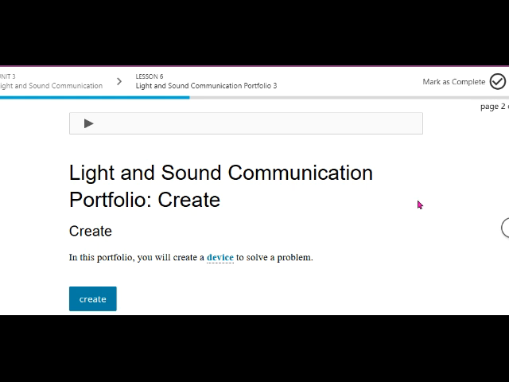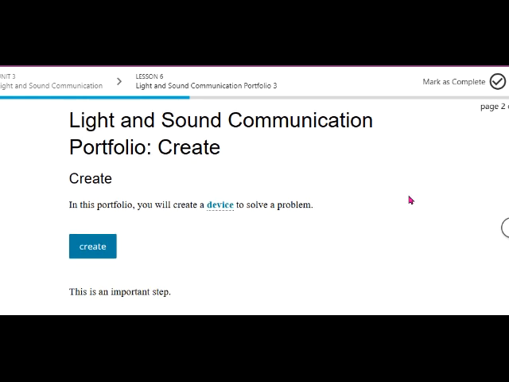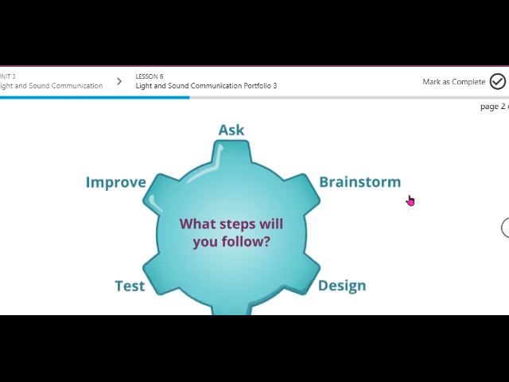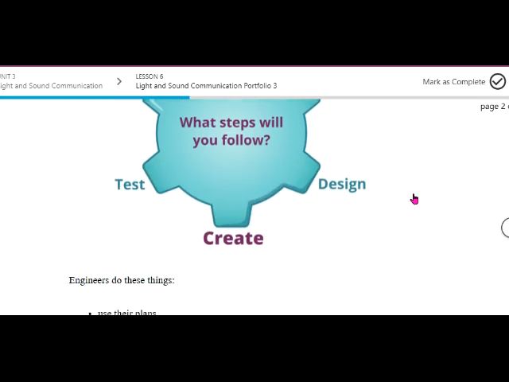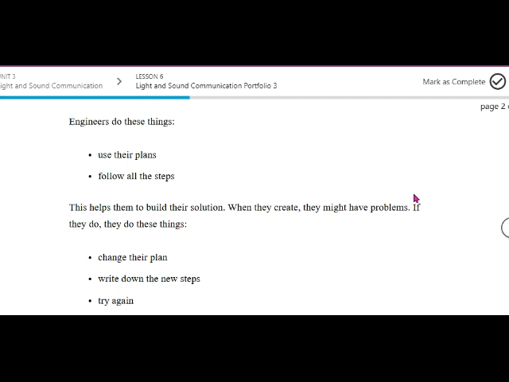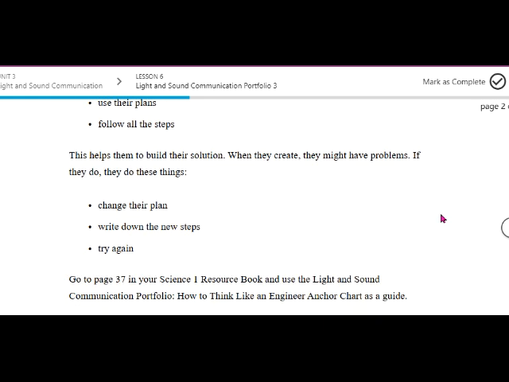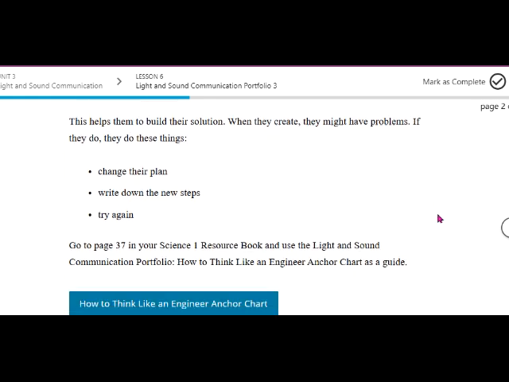Now we're going to create. In this portfolio, you will create a device to solve a problem. This is an important step. It's the next step in our engineering process. Engineers do these things. They use their plans, they follow all the steps, and this helps them to build their solution. When they create, they might have problems. If they do these things: change their plan, write down new steps, try again.